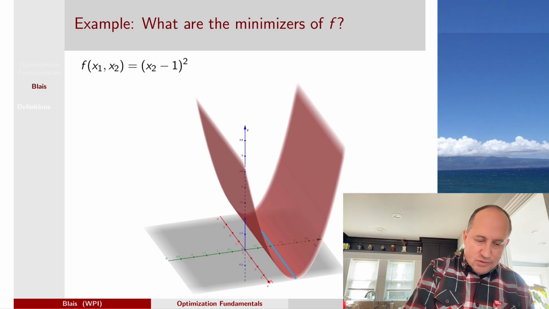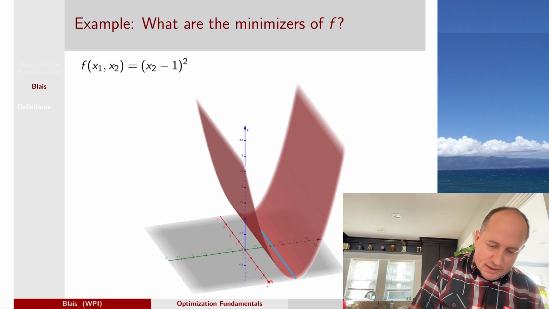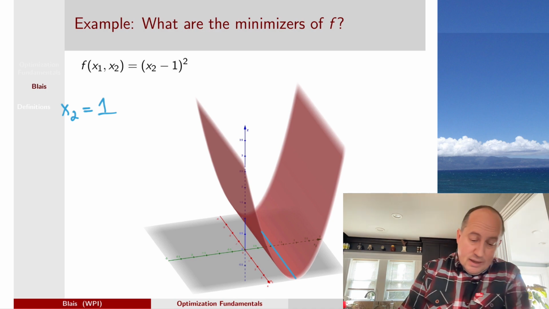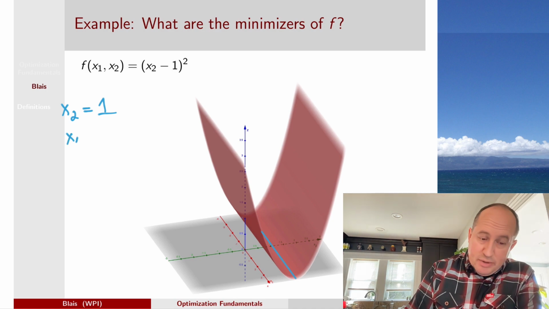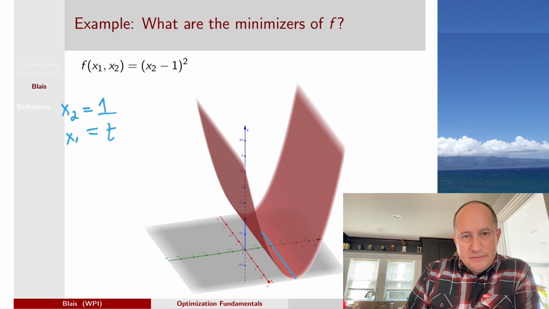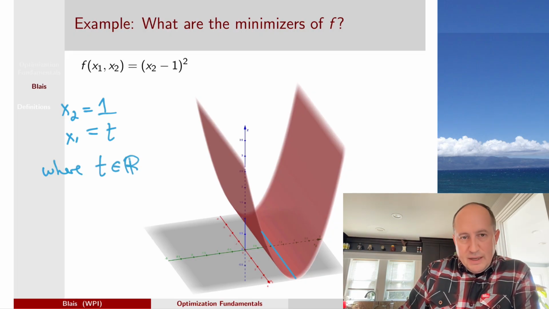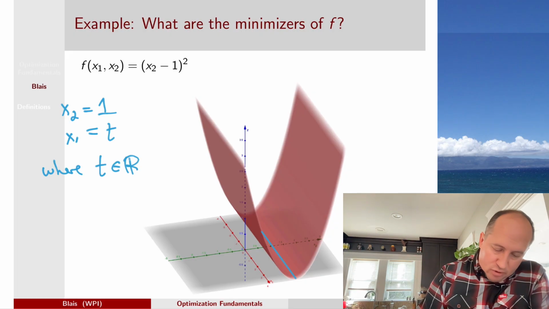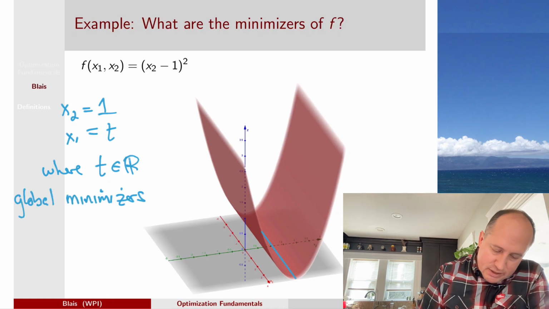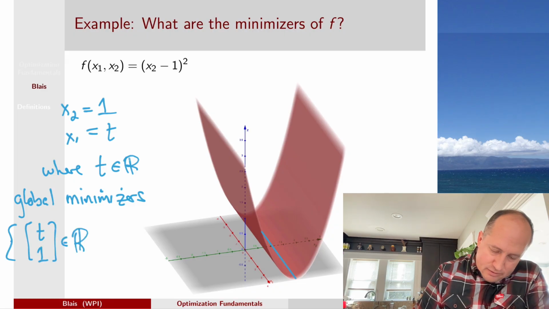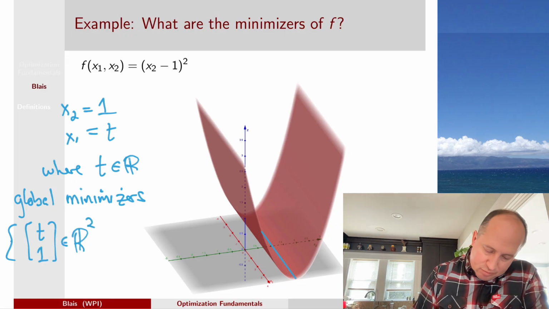Well, what did we say is true of that? We said x2 had to be equal to 1. x1 could be anything. Why don't we just call it t? So t can be any real number. So our global minimizers is going to be the set of all points t and 1 in the x1, x2 plane, where t can be any real number.